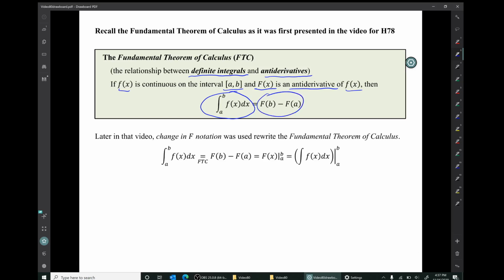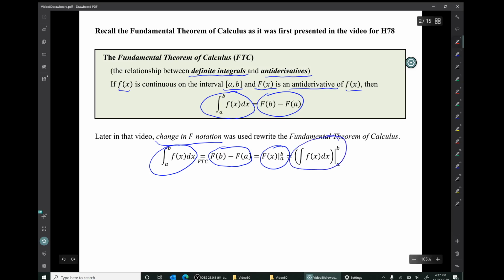from a to b. And later in that video, we discussed change in F notation, and we used it to rewrite the fundamental theorem of calculus. So this definite integral, which the fundamental theorem says is equal to this change in capital F, could be denoted using change in F notation this way, and that could be denoted this way, highlighting the fact that the antiderivative, capital F, would be obtained by doing an indefinite integral of little f.